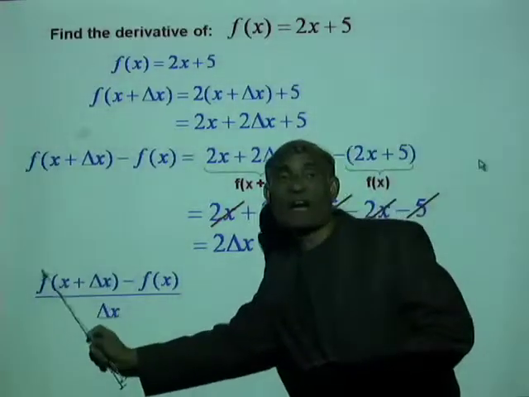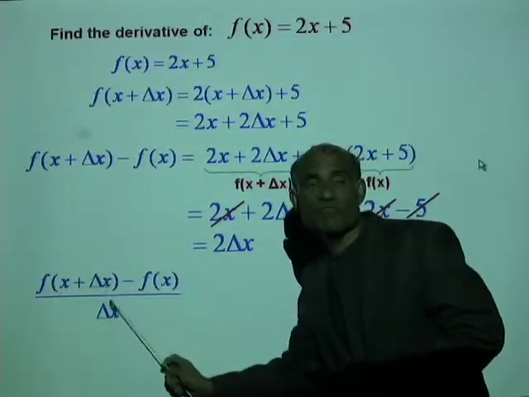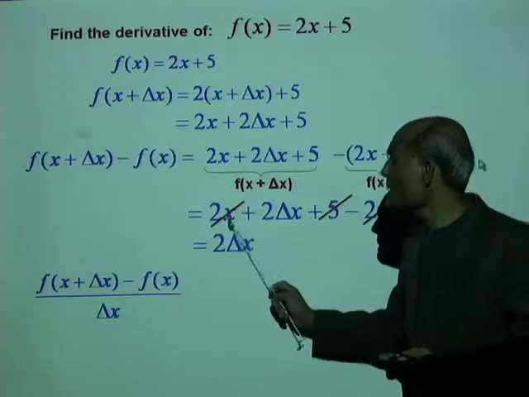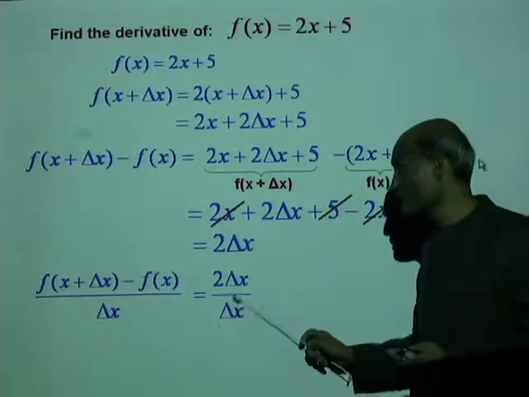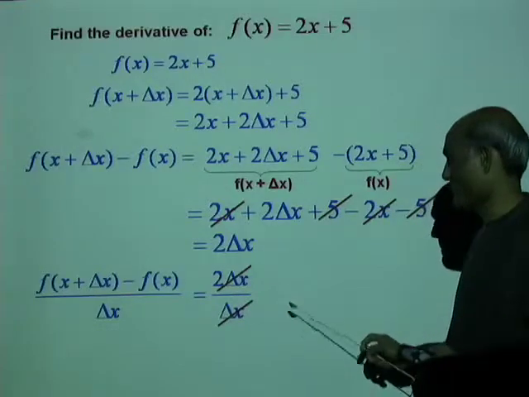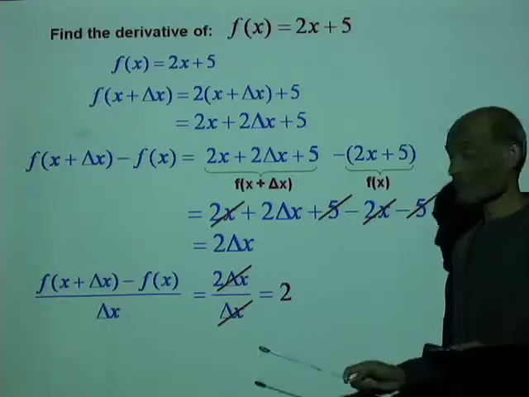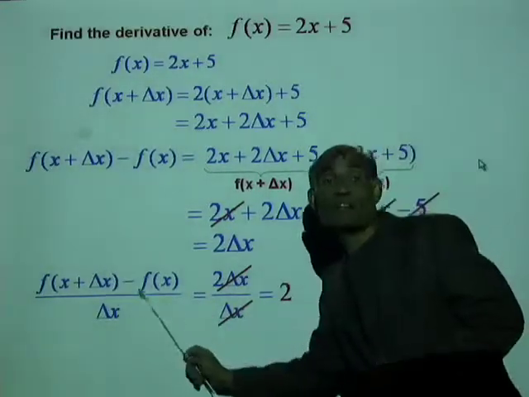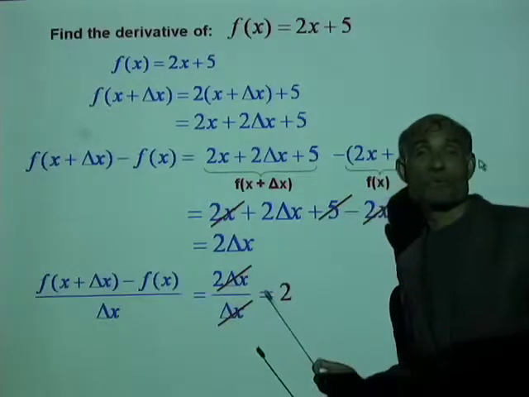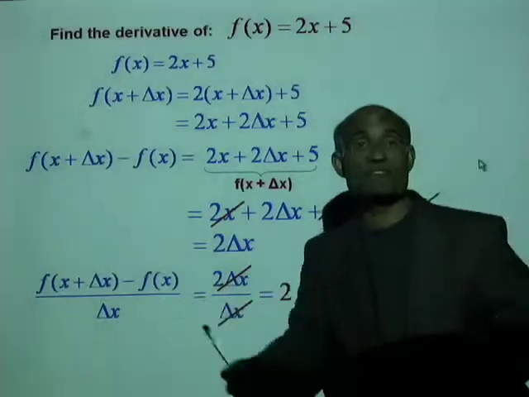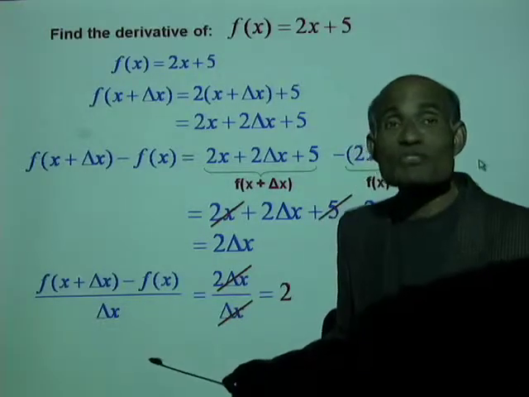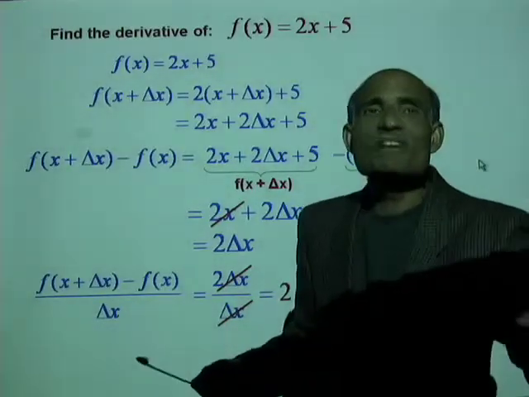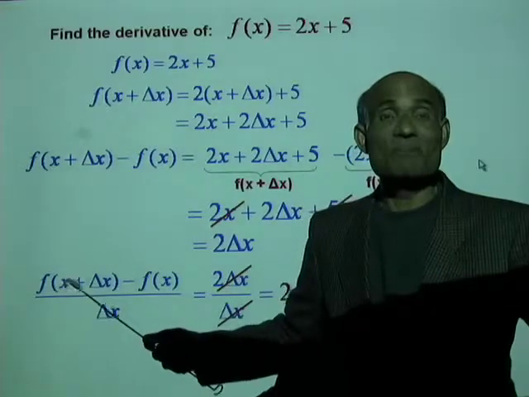Alright, let's divide this change in the function value by delta x. What do you get if you divide 2 delta x by delta x? Delta x will cancel. That will give you 2. And you can see the average rate of change is 2. What is the instantaneous rate of change? Because 2 is a constant, the average rate of change and the instantaneous rate of change are the same.